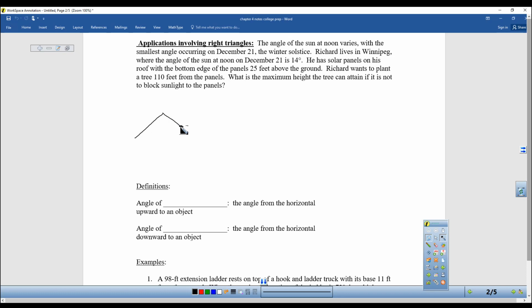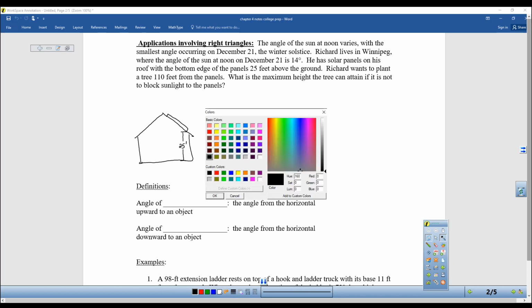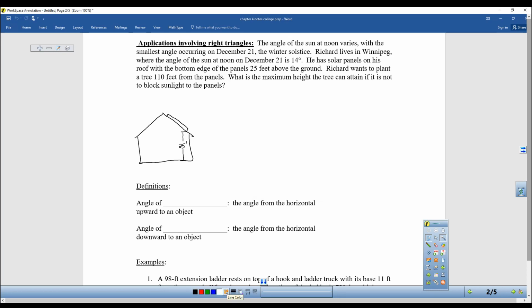So here's Richard's house, and on his house he has solar panels. And those panels are 25, remember this is the way we write measurements, 25 feet above the ground. And then we have the sun. I have to use the yellow. Right, so we've got the sun, and it's very low in the sky. So this horizon here, this ray, is going to hit it at 14 degrees.